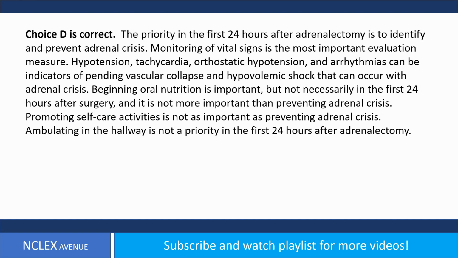The priority in the first 24 hours after adrenalectomy is to identify and prevent adrenal crisis. Monitoring of vital signs is the most important evaluation measure. Hypotension, tachycardia, orthostatic hypotension, and arrhythmias can be indicators of pending vascular collapse and hypovolemic shock that can occur with adrenal crisis. Beginning oral nutrition is important, but not necessarily in the first 24 hours after surgery, and it is not more important than preventing adrenal crisis. Promoting self-care activities is not as important as preventing adrenal crisis. Ambulating in the hallway is not a priority in the first 24 hours after adrenalectomy.